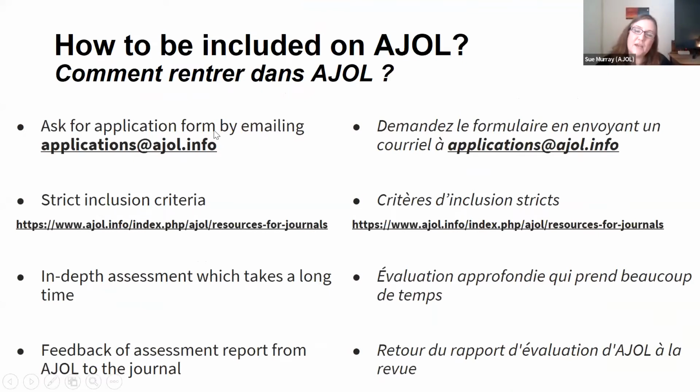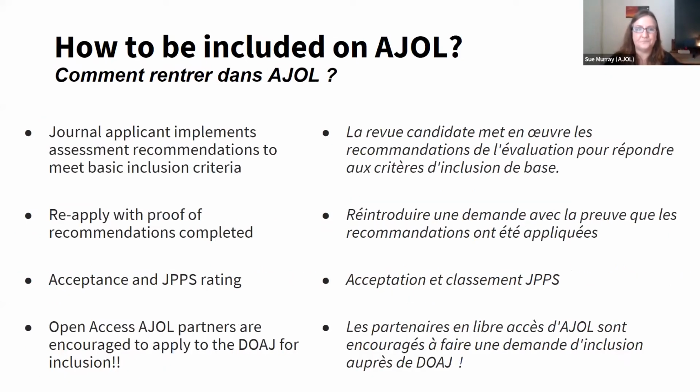We have an application form, and that's how you join AJOL, by emailing applications@ajol.info. We do have quite strict inclusion criteria, which can be seen on our website at this link over here. Under that section on our website, there is a link to another website called journalquality.info, which explains our whole JPPS assessment system. Once journals apply for inclusion, they are assessed by a very, very long list of criteria and then given feedback on the areas that they are missing in terms of our basic inclusion criteria.